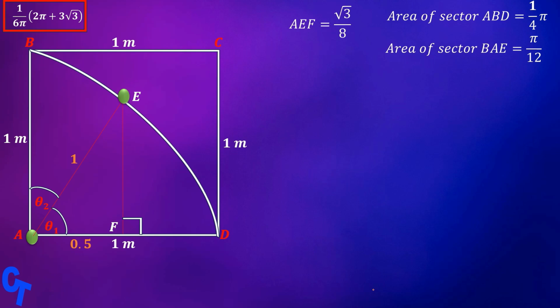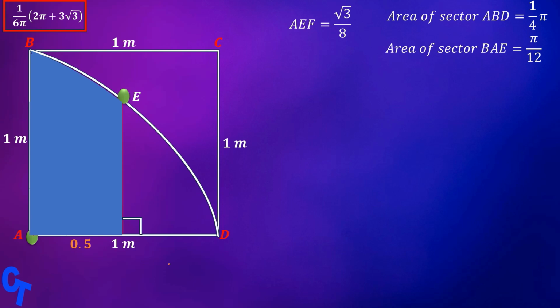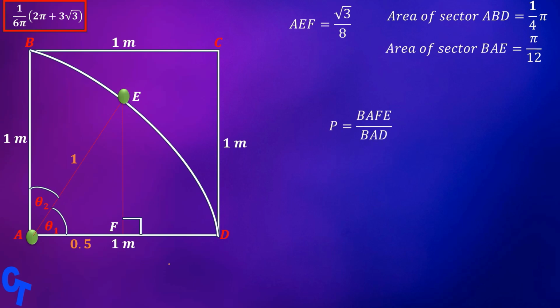For the probability, we just need the area of the region A, B, E, F, right? This is the area of the region that we're going to need, because this is the region where the goat will be nearer to AB than to the fence CD. And I'm going to divide the area of that region by the area of the whole sector. So I'm going to say BAFE divided by BAD.